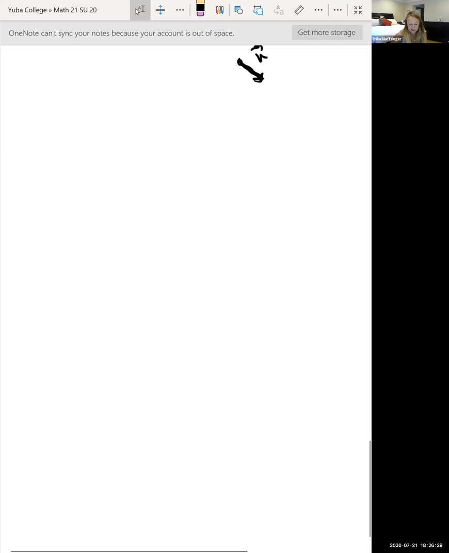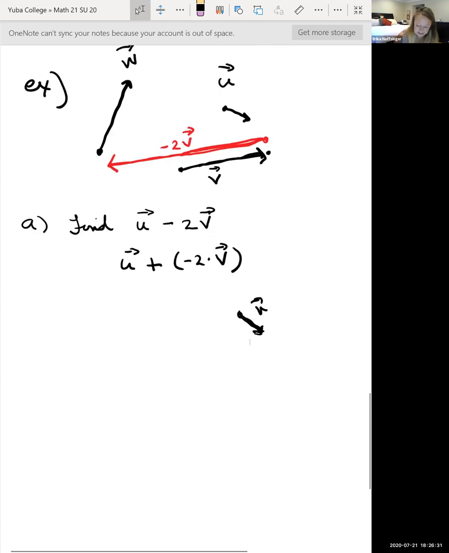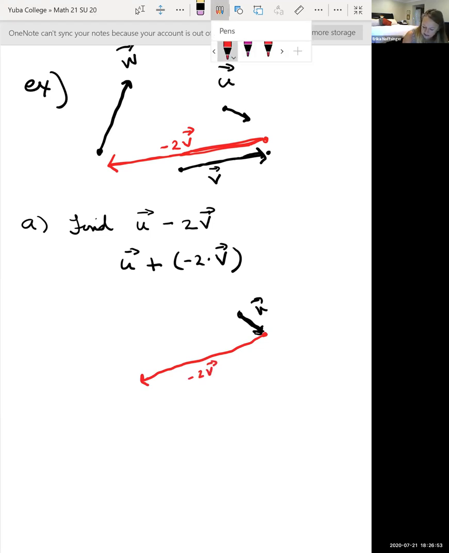So U, now negative 2v. So now I'm going to take this 2v and I'm going to put this at the tail. And I keep saying tail. We're going to put this at the initial terminal point. And so right here, 2v. And so the resultant is going to be the line or vector that joins the initial point of U to the terminal point of negative 2v.